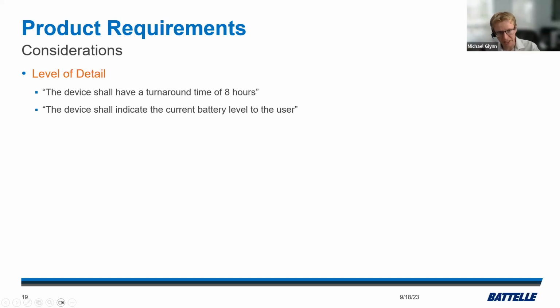Similarly, for the next one, the device shall indicate the current battery level to the user. Okay, that's good. In what sort of granularity is that? Is that every 1%, every 10%? Or maybe they just need to know when it's below 20%? Or what does that mean?